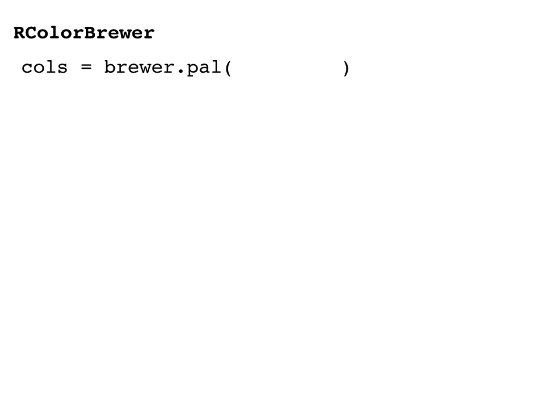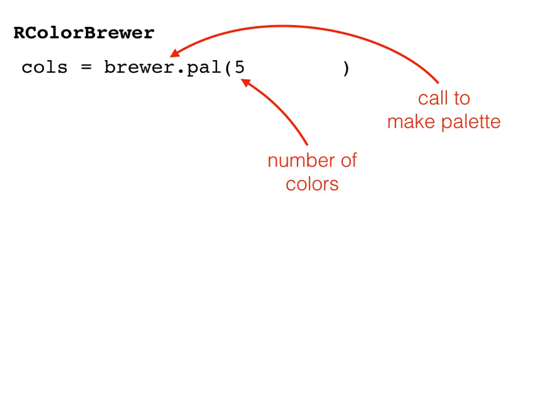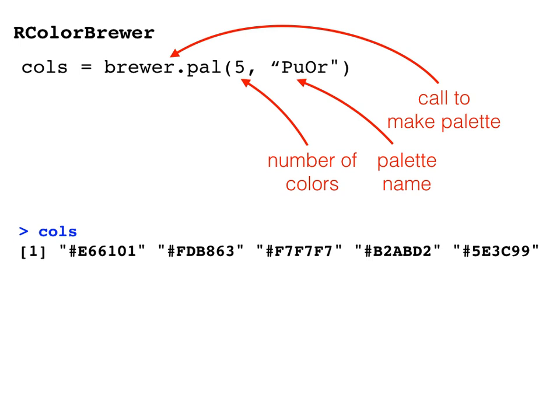This is our first time using the package ColorBrewer. The main call you need to know is this brewer.pal. It is used to make a specific color palette. Within the call, we first specify the number of colors we want, and then the name of the palette to pull from. If you were to then print out calls to the screen, it would look like this. As you can see, we have a list of 5 hex colors.